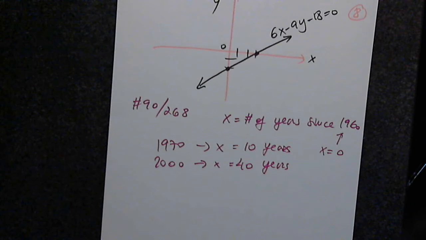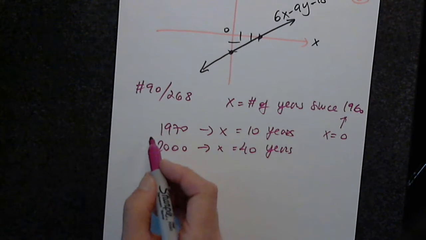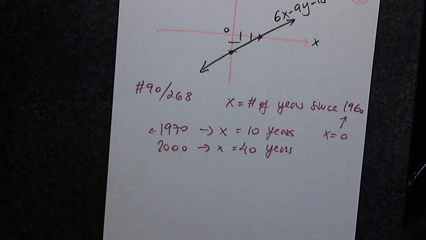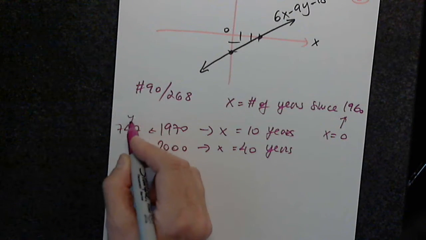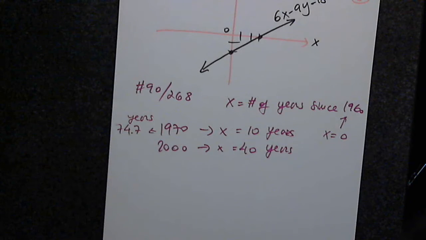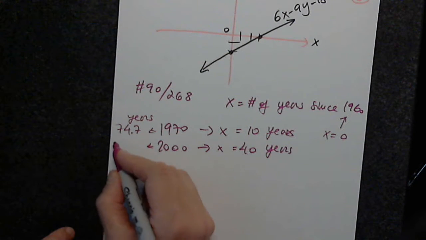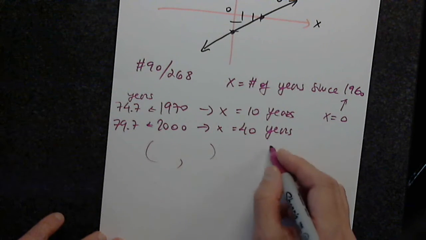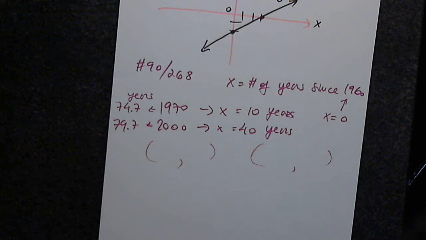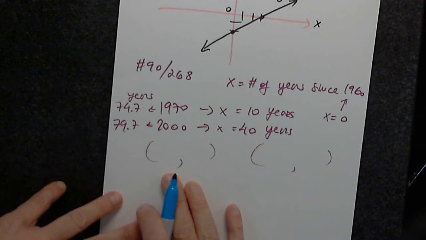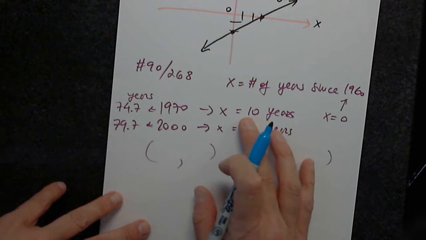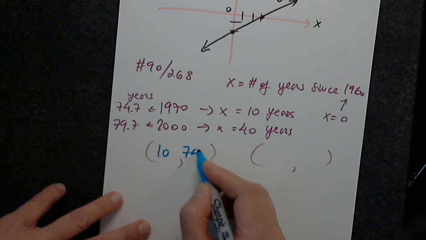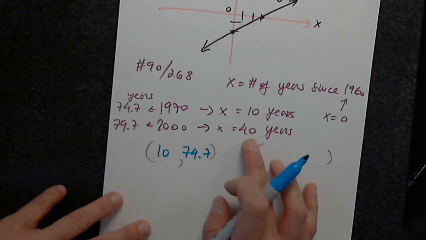Good. So now I'm copying the information again. In 1970, for women, it was 74.7 years. And for 2000, again, just to make sure, 79.7. Yes, that's correct. Good. So what we are really given here are 2 ordered pairs. Can anyone identify the first point for us? Yes. Excellent. 10, 74.7. And the other one is 40, 79.7.